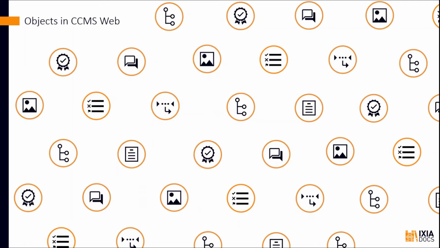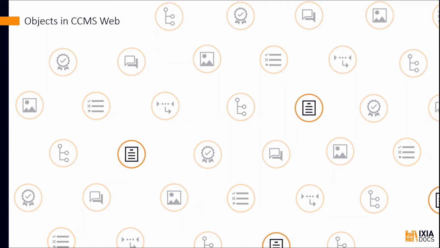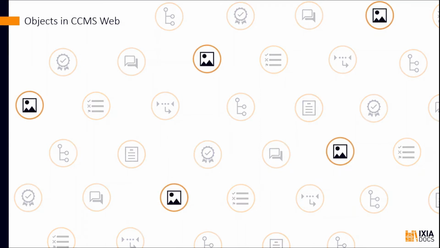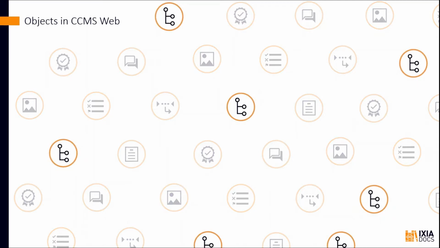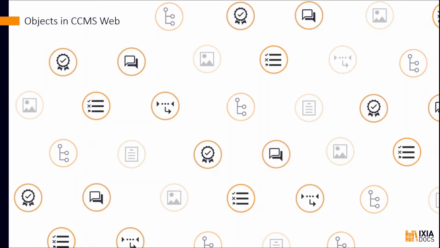The very beginning of the assignment story starts with objects. There are different kinds of objects in CCMS Web which relate to the different components of a document. For example, there are topic objects that contain all the written content, image objects that contain the visual content, and map objects which contain topic objects and image objects organized into a document structure. There's also a bunch of other objects in IXIAsoft CCMS Web, like approvals and collaborative reviews, but you get the idea.